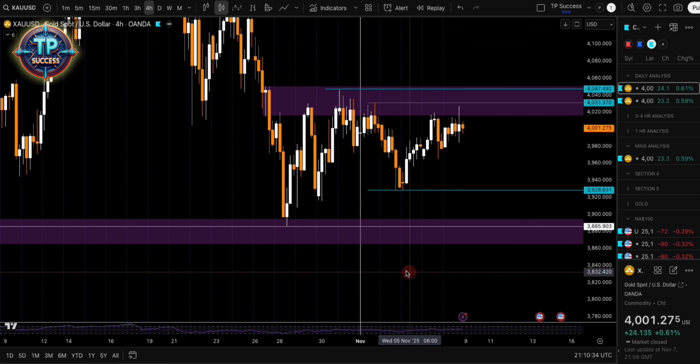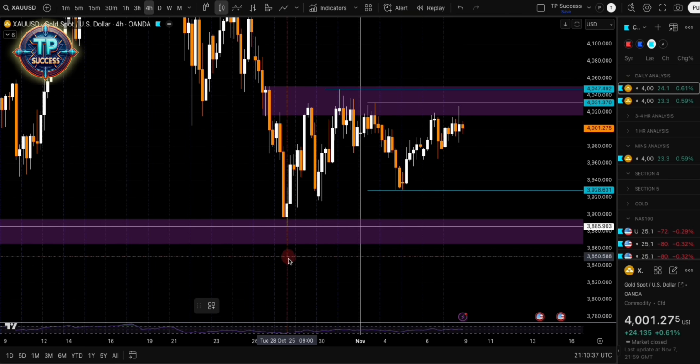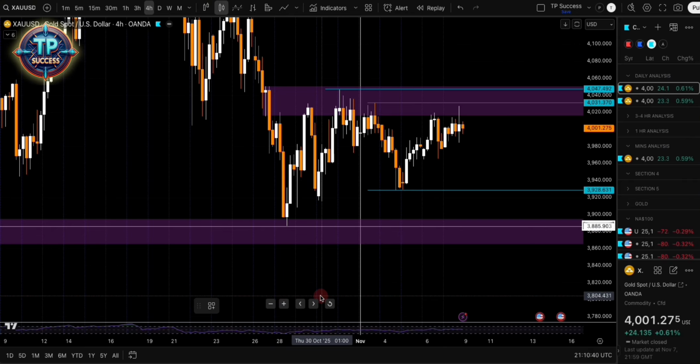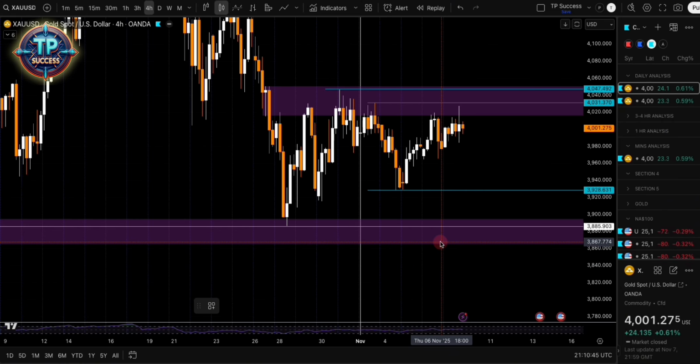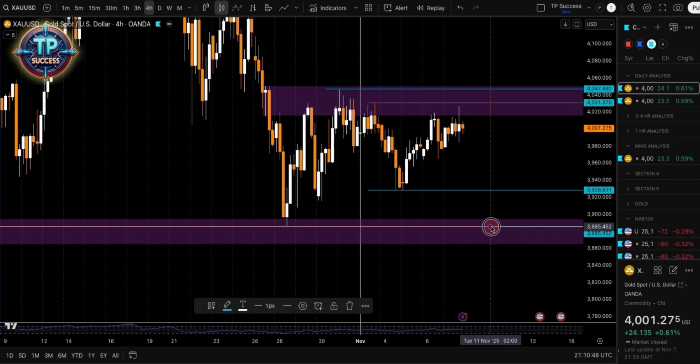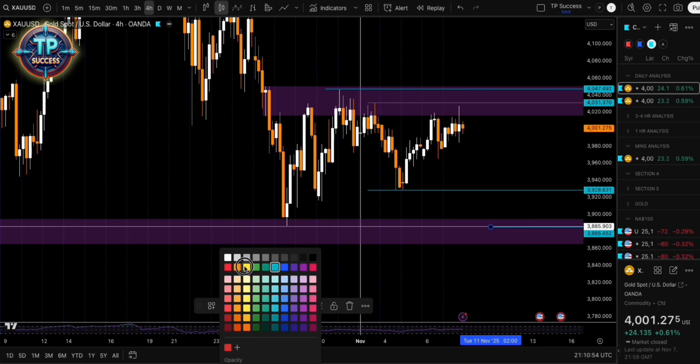which is 4,047, or it will take place down here, which is 3,885. So these two levels, let me change the colors of these so that they stick out a little bit. So let's make this yellow.